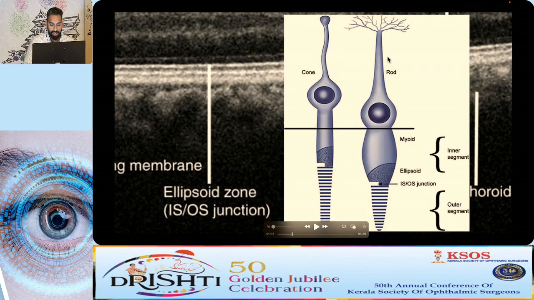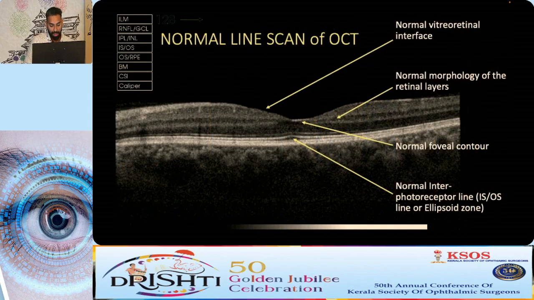And then we have this ISOS junction, which was previously named under the international nomenclature. This is basically the inner segment and outer segment of the photoreceptor layer, which is also being called the ellipsoid zone. The ellipsoid zone is a hyperreflective layer, mainly has the mitochondria. What is a normal line scan of OCT? It has a normal vitreoretinal interface, normal retinal morphology, normal foveal contour, and normal interphotoreceptor layer, that is ISOS junction or ellipsoid junction.